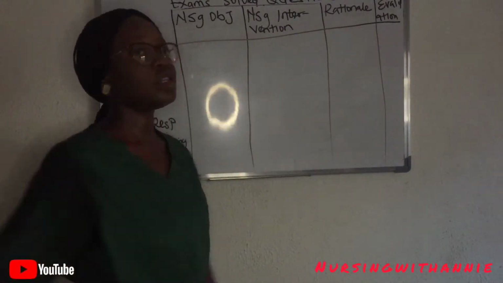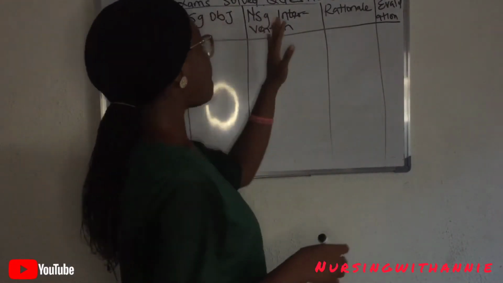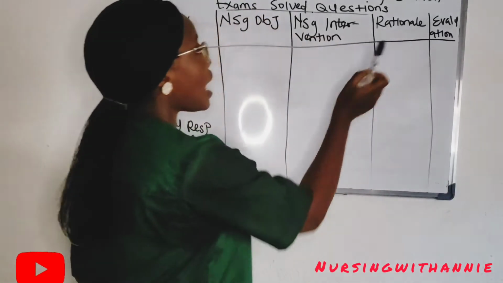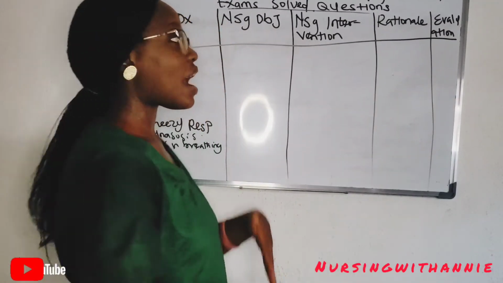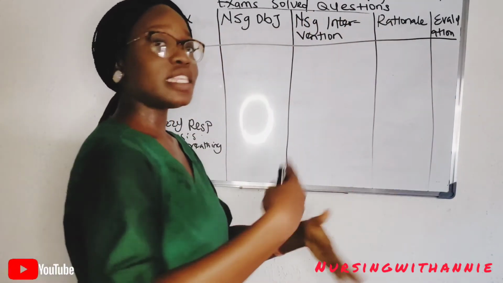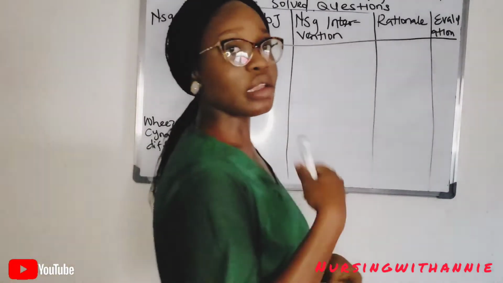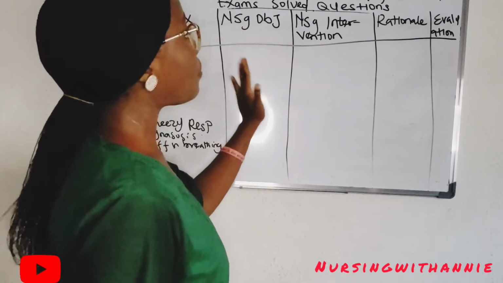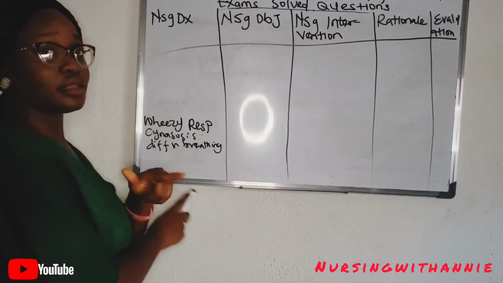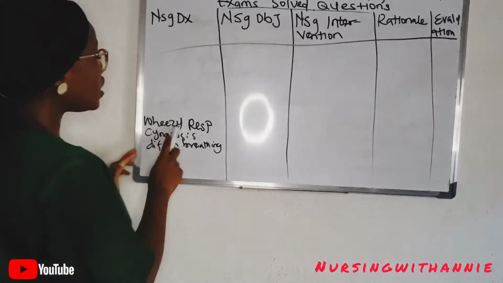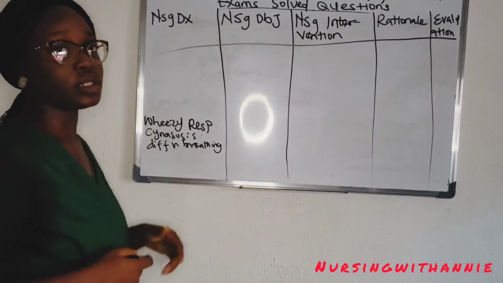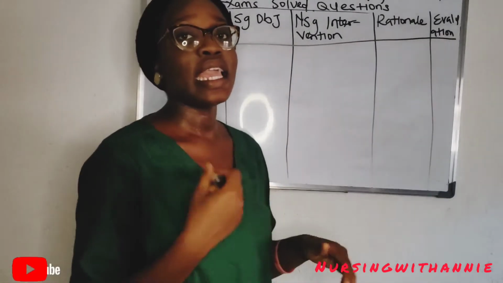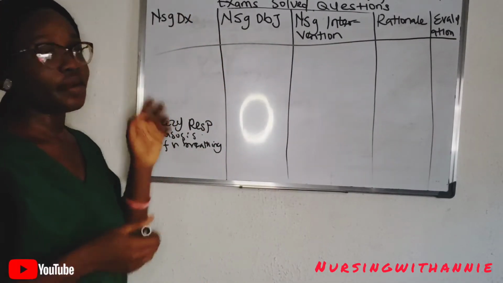And then evaluation, this comes after you must have carried out the interventions, and then you are retrospecting on what you've carried out, if it yielded a positive outcome or a negative outcome. So for bronchial asthma, we have the symptoms the patient presented. We have wheezy respiration, cyanosis, and difficulty in breathing. So the number 1 diagnosis we'll have is ineffective airway clearance.